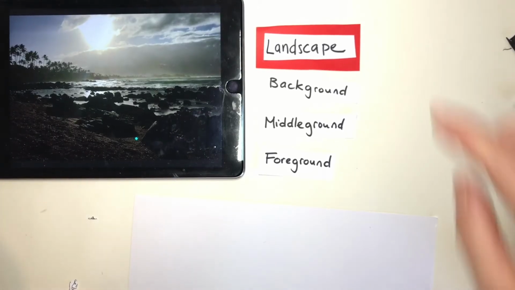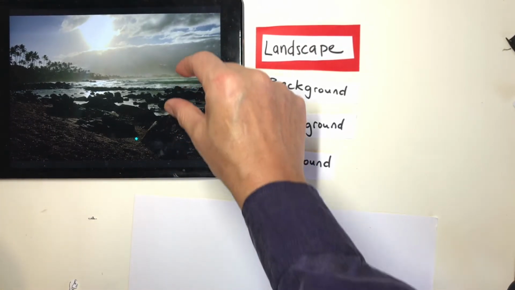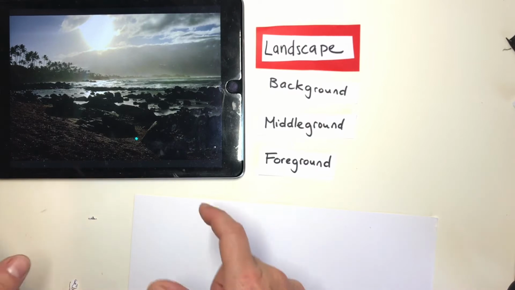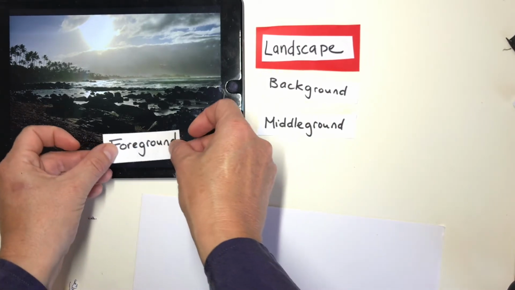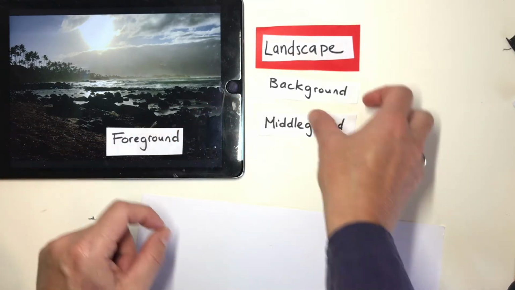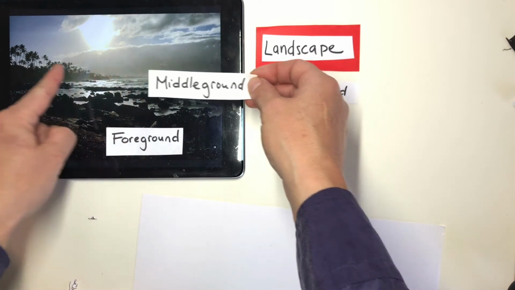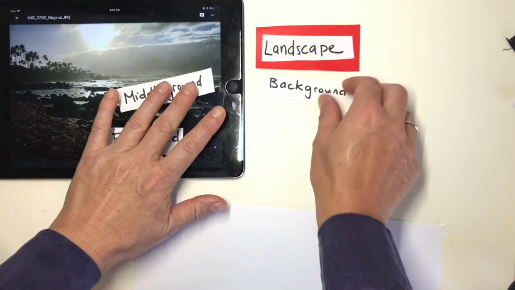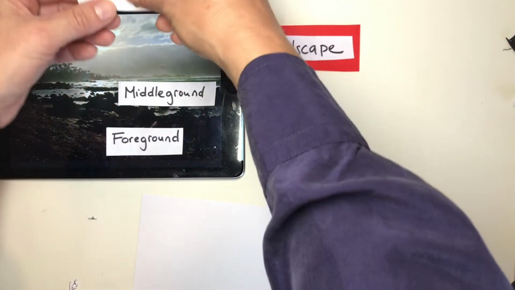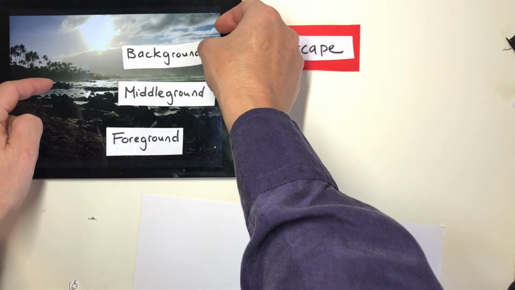Let's get started. So as I said, we are going to work on drawing a landscape, and a landscape has three different parts. On this photo that I took down in Sprecklesville, you have in the foreground these rocks and sand. In the middle ground, you have these waves and all those trees there along the coast. And then in the background, you've got West Maui Mountains and the clouds.